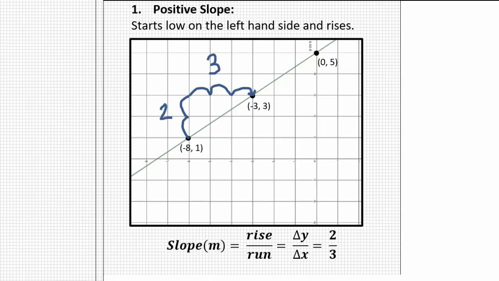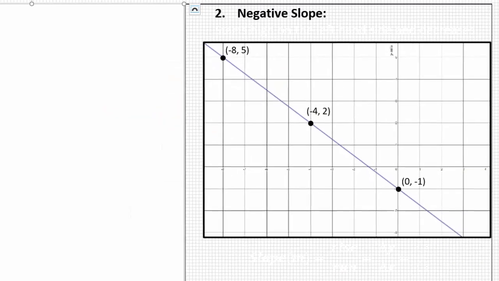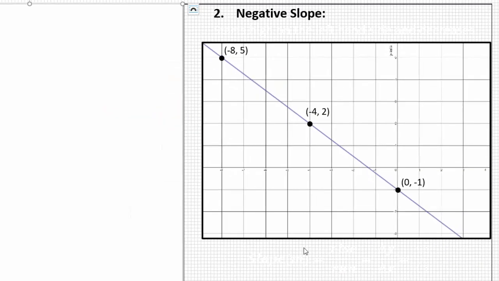Okay, let's go ahead and take a look at negative slope. Alright, so here's our example for negative slope, and once again, please make sure that you draw in this accurate graph, that we have our y-axis here, our x-axis, and then I would plot these points, -8, 5, -4, 2, 0, -1, and then I would use a straight edge, a ruler, to draw the line through those 3 points.